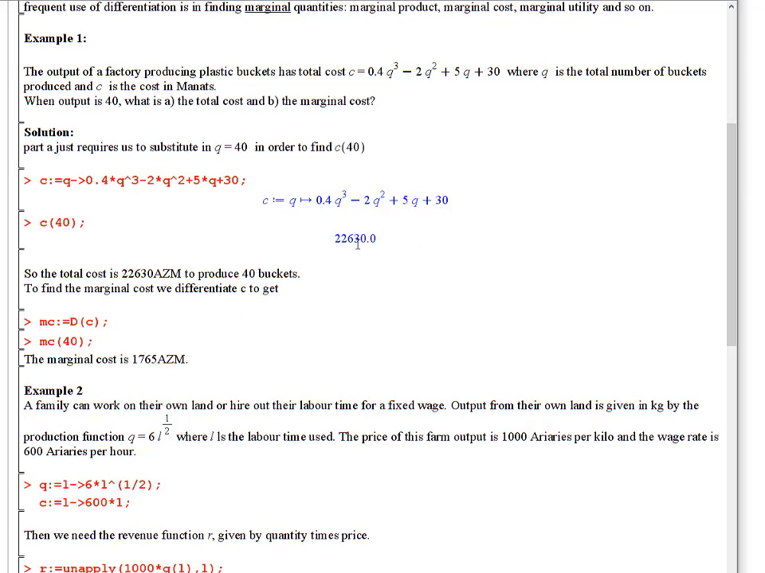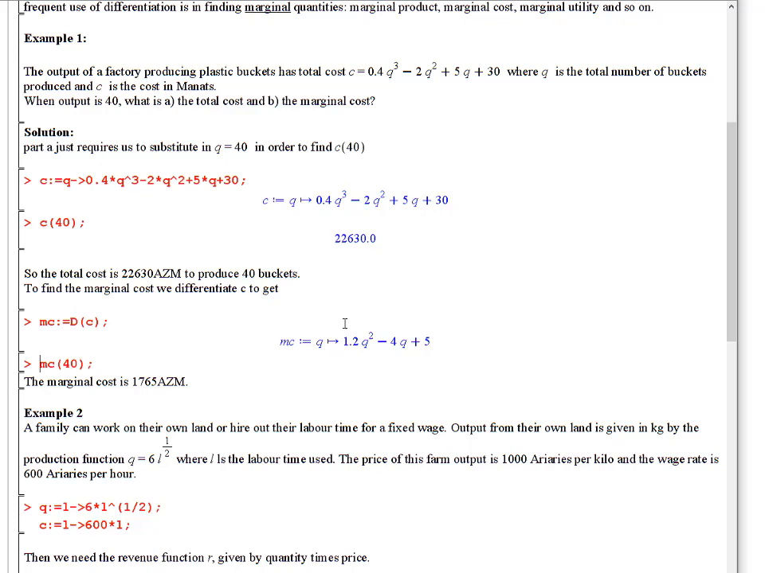Now, once we know that it costs this much to make 40 buckets, to get the marginal cost, that means when we're making this many buckets, 40, if we make one more, approximately what would that cost to make one more? To do that, we just differentiate the cost function. So you should be able to do this yourself. Maple will do it, so that's the answer.